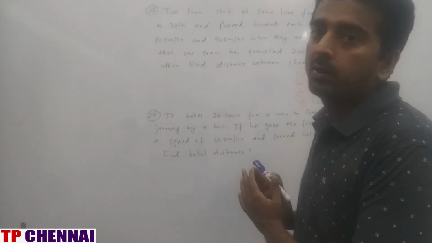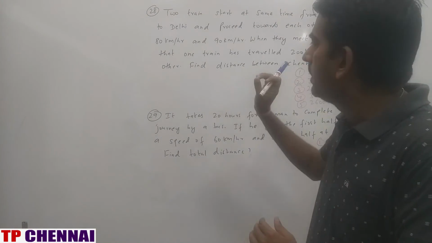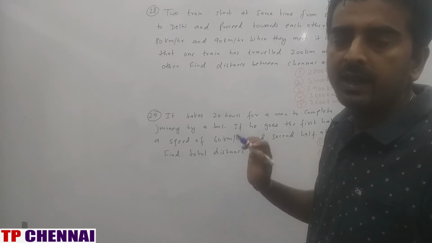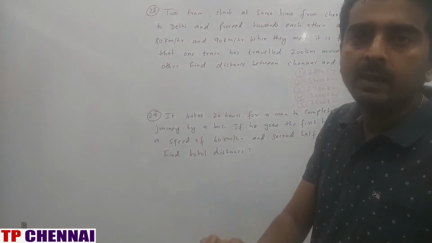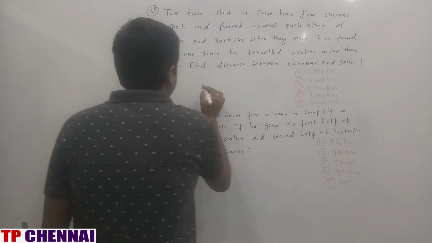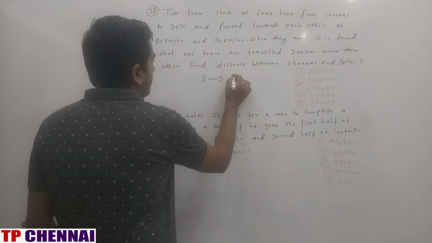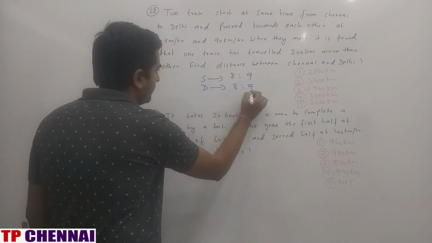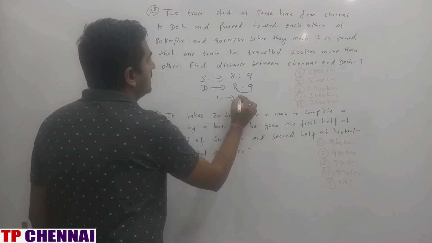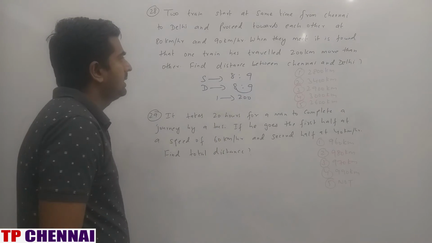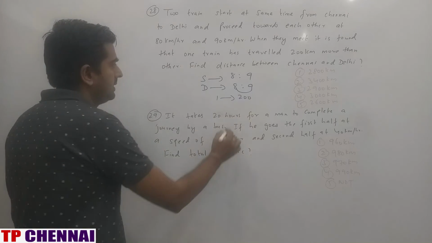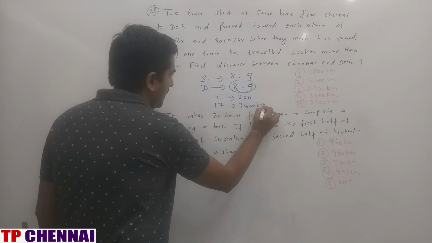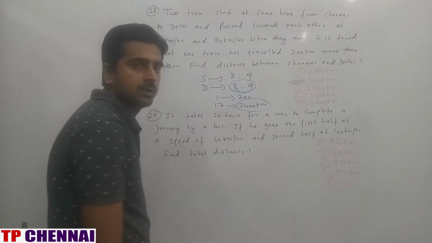Now this question can be solved in many ways, but the best way is the ratio method. Because here which part is same? Time is same. Whenever time is same, speed ratio is directly proportional to distance, right? So what speed have they given you? 8:9. So distance will also be 8:9. Here how much more? One part is 200. Now they are asking to find the distance between Chennai and Delhi, which is total 17 parts. 17 parts is 3400 km, which is nothing but second option.